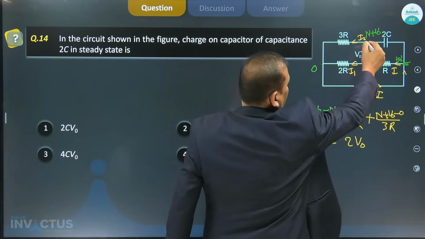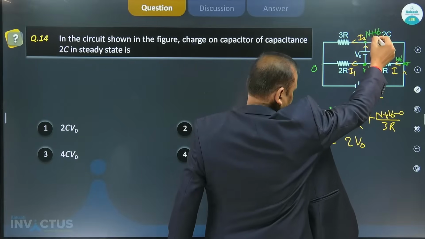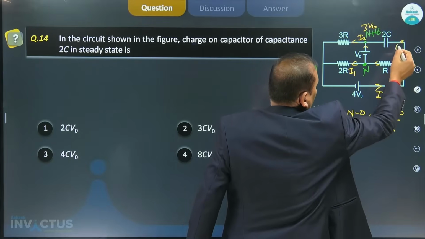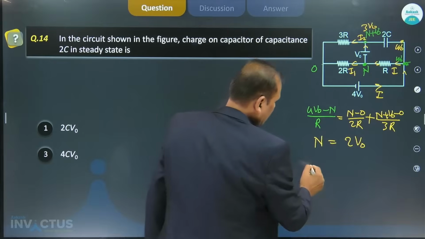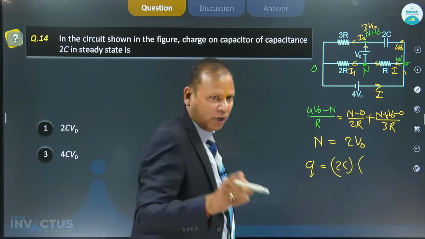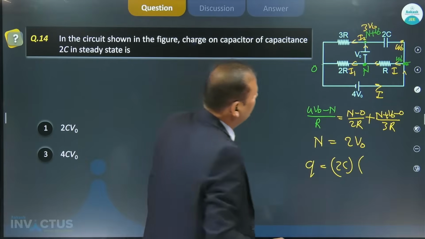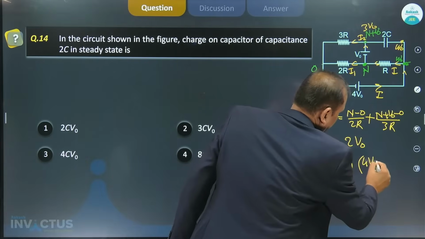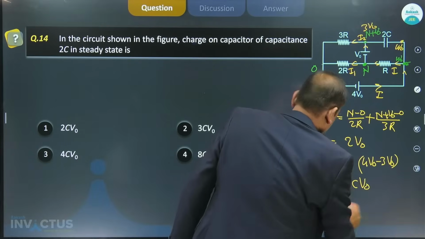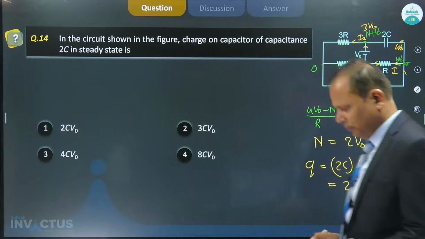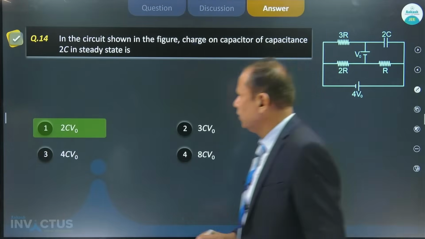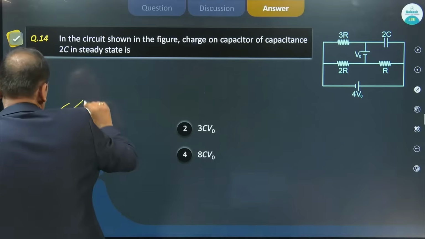So here, at this point, this will be 3 V naught potential, and here it is 4 V naught potential. The Q is equal to 2C into the potential difference. The potential difference is 4 V naught minus 3 V naught, so Q is 2C V naught. The answer can be checked. The answer is 2C V naught.